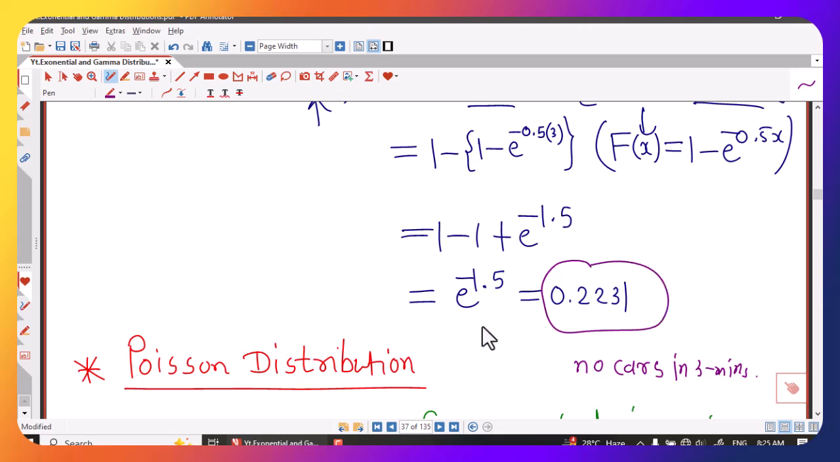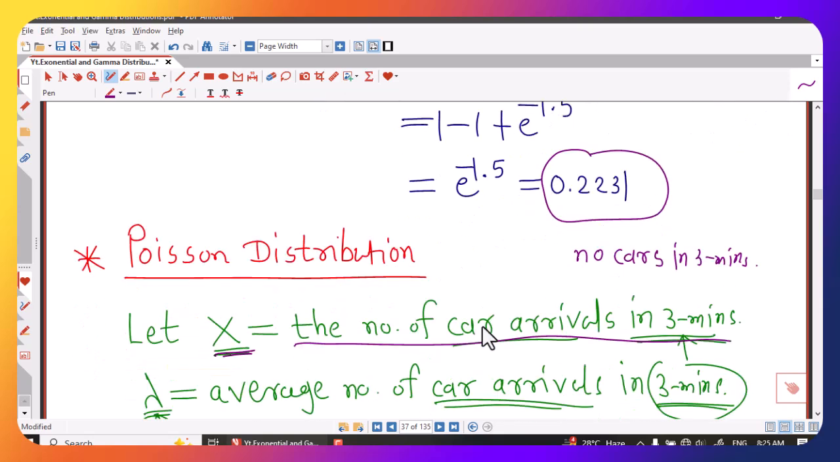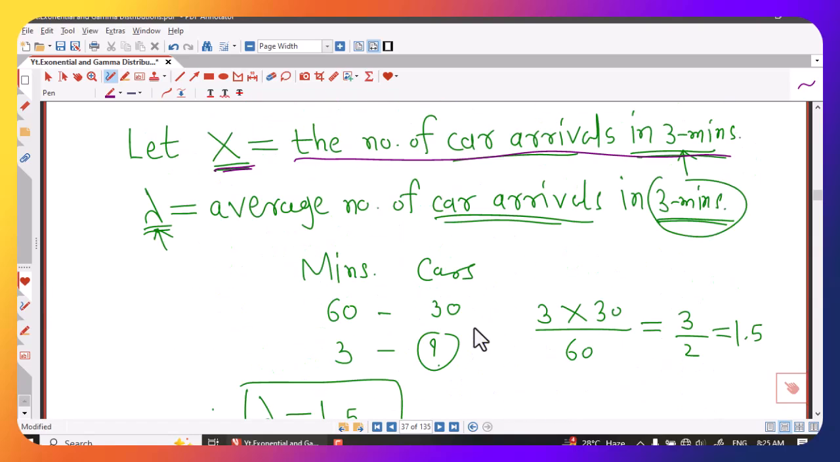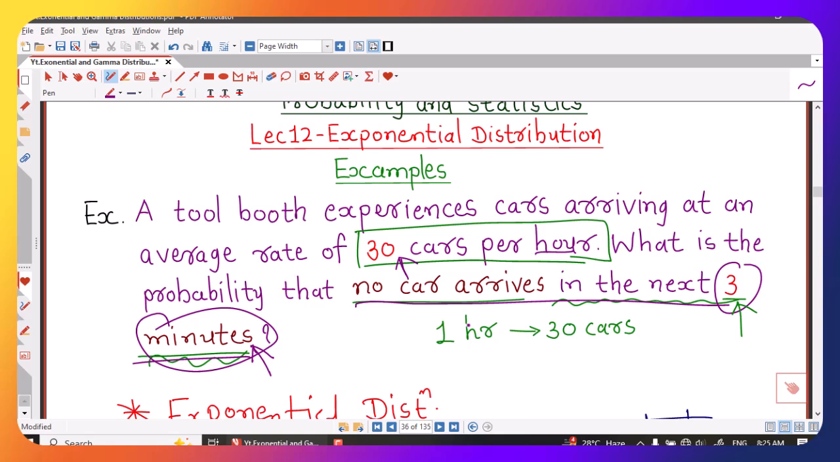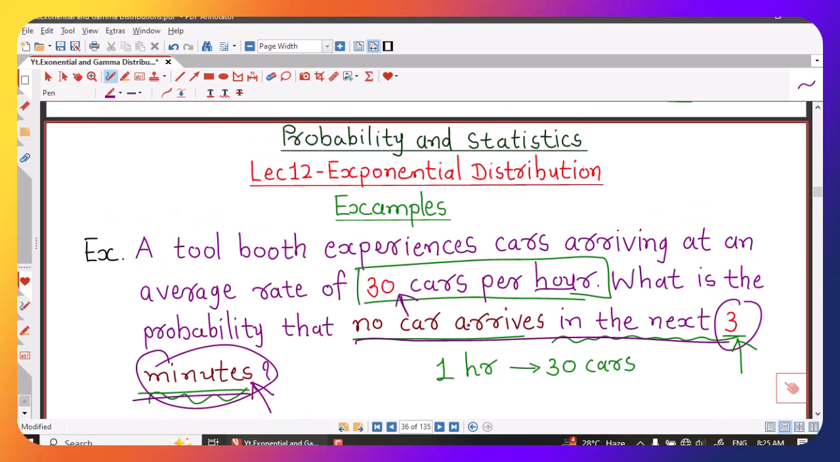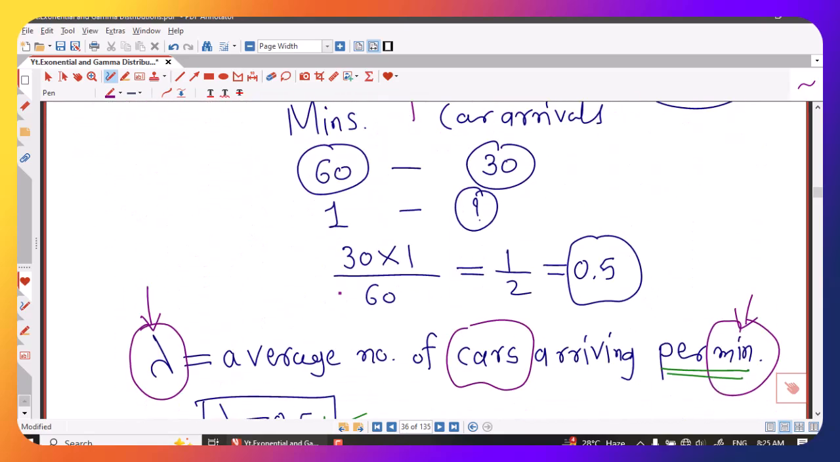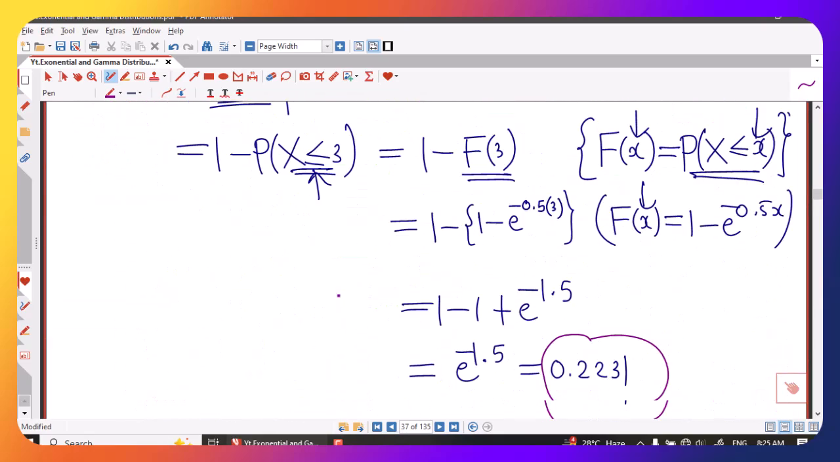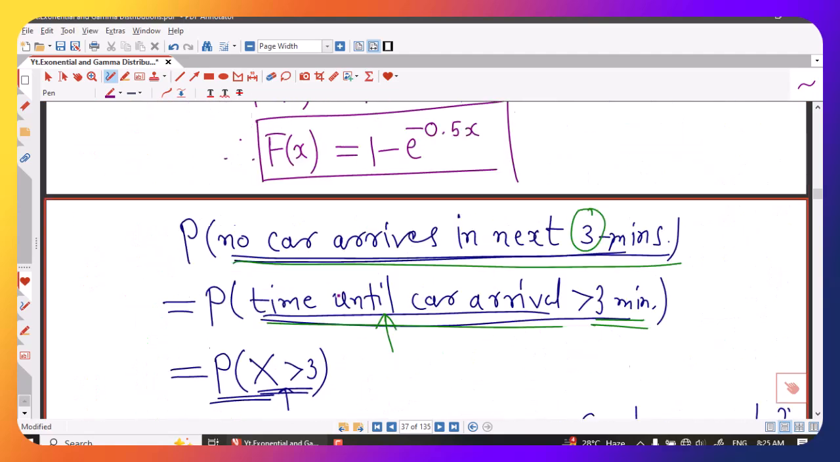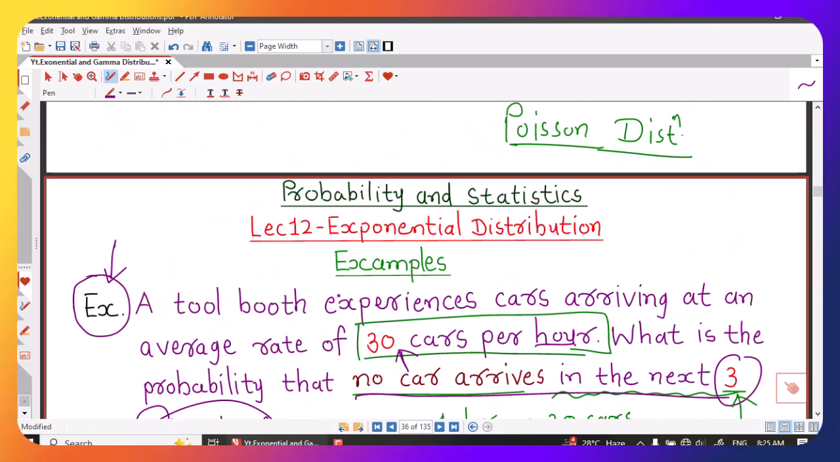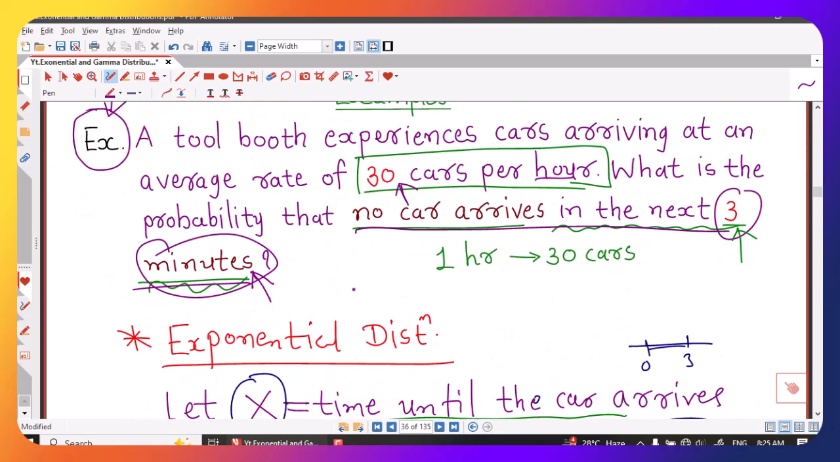So here also we are getting the same answer as we have done in the exponential distribution. So this is an interesting problem. We have done the same problem using exponential as well as Poisson distribution, and if they have not specified to do this problem using a particular distribution, then you can use either exponential or Poisson distribution, whichever is comfortable to you. But if they specify that you have to use exponential or Poisson distribution, then you have to use the specified distribution.